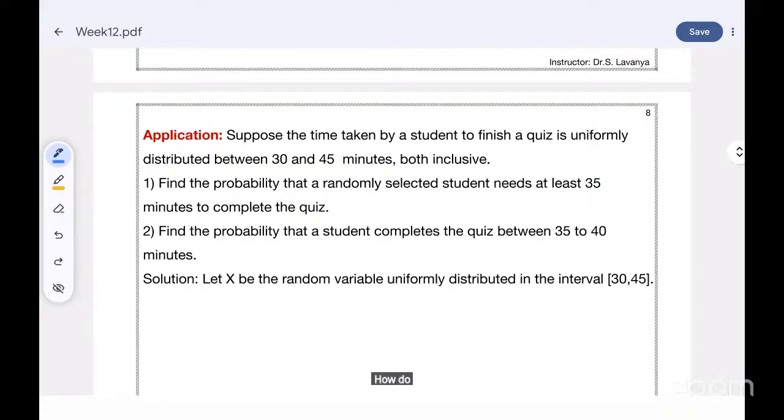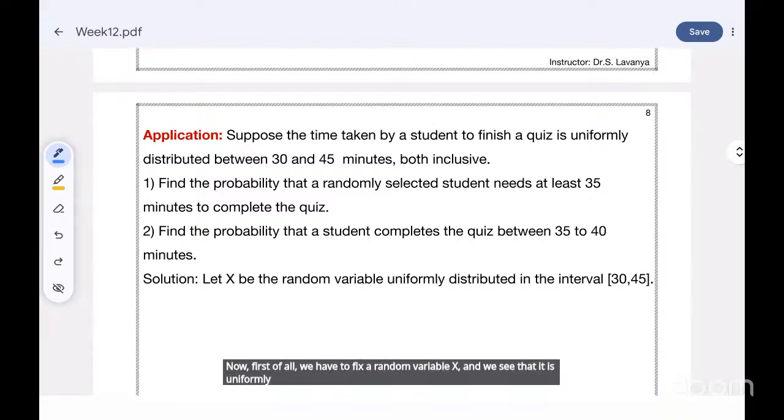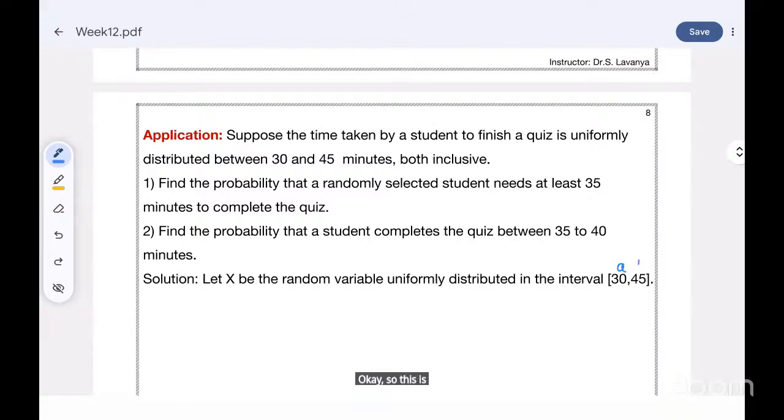How do we do this? At least means, first of all, what is the meaning? First of all, we have to fix a random variable X and we see that it is uniformly distributed in the interval 30 to 45. So this is your A and this is your B. Now, what is the thing we need to find for the first one? Probability of X.